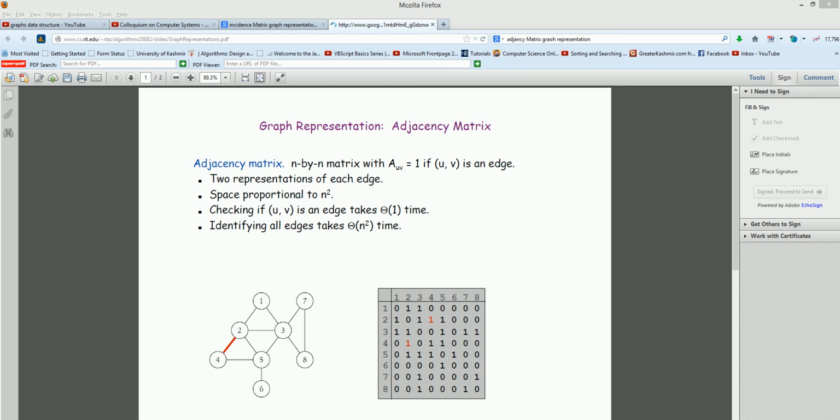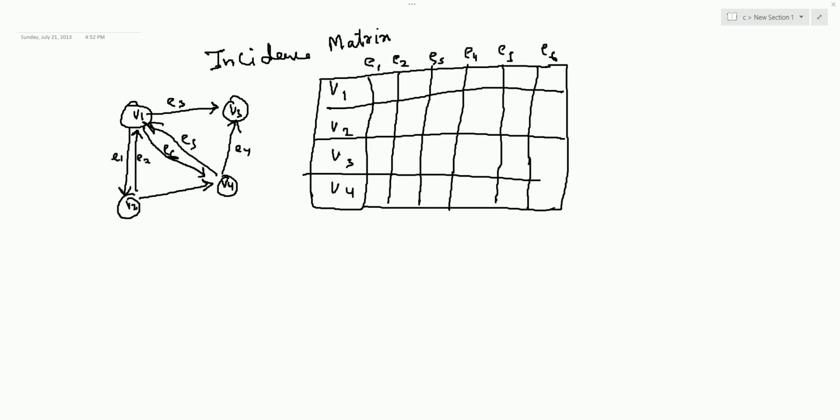Another way of representing is called incidence matrix. Okay, this is the incidence matrix where we got the vertices and we got the edges. In the adjacency matrix we have vertex versus vertices, n square matrix there. But here we got the vertices and the edges. We got three values here: 1, -1, and 0.